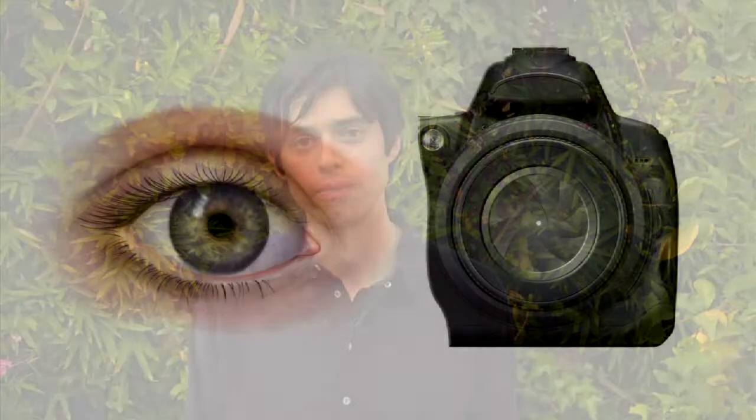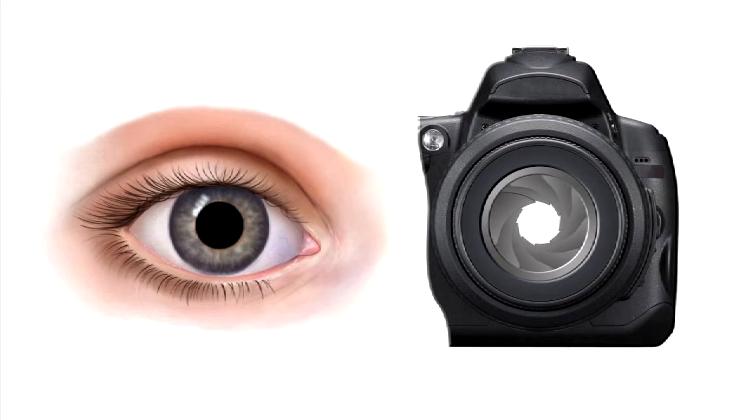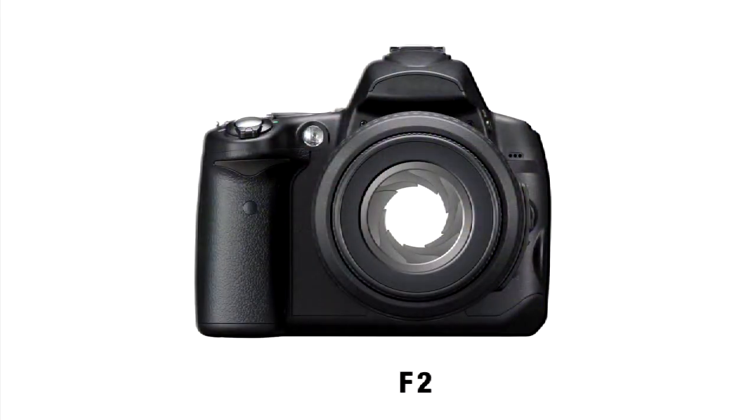Along with shutter speed, another important element that will affect your exposure is the size of the aperture opening. The aperture acts much like the iris of the human eye, opening and closing to allow different amounts of light through. The size of the aperture opening is referred to as the f-stop. A lower f-stop value refers to a larger opening, and a higher f-stop value refers to a smaller opening. So an f-stop of 2 is a larger opening than an f-stop of 22.